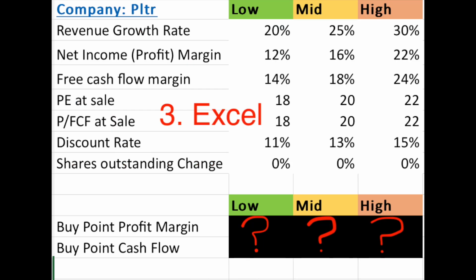Finally, my Excel spreadsheet tells me at what price you should buy a stock based on the assumptions about the future of the company. On screen, you are seeing my 7-year assumptions on revenue growth, profit and cash flow margin, PE and price to free cash flow, and finally my discount rate, which is the return I want to get each year on my investment.